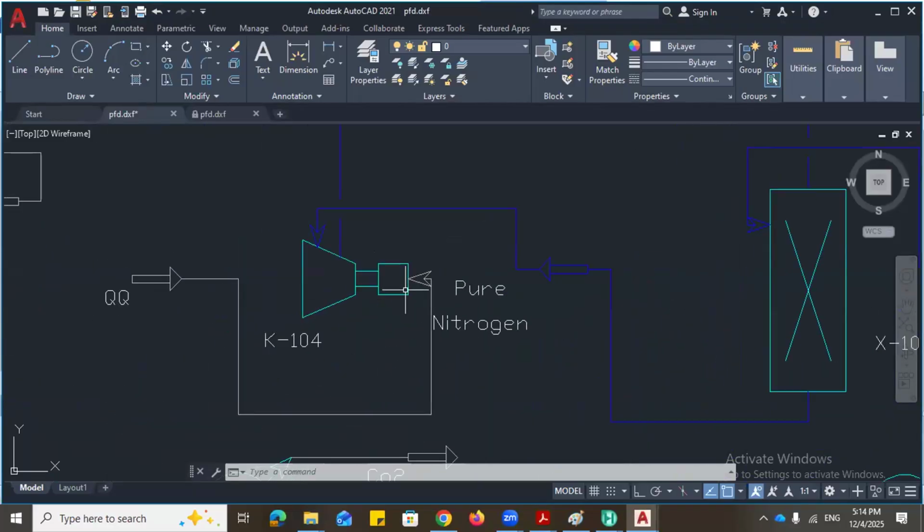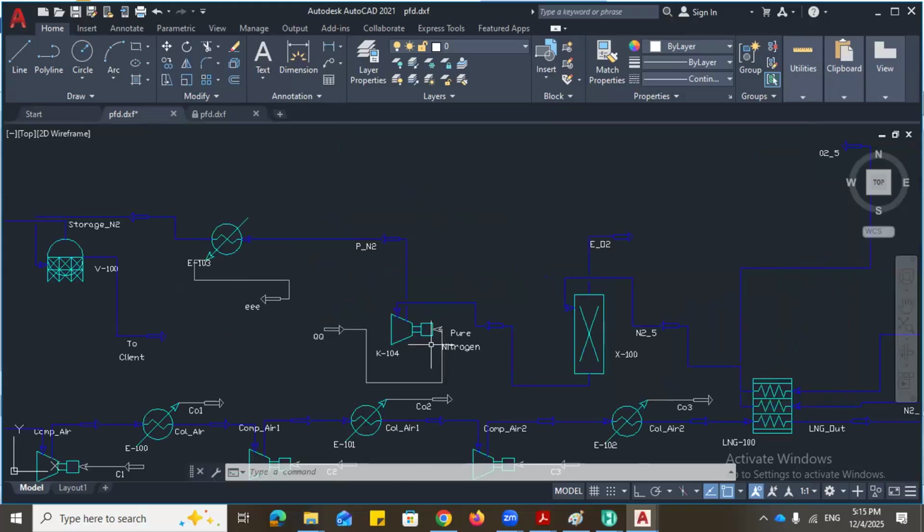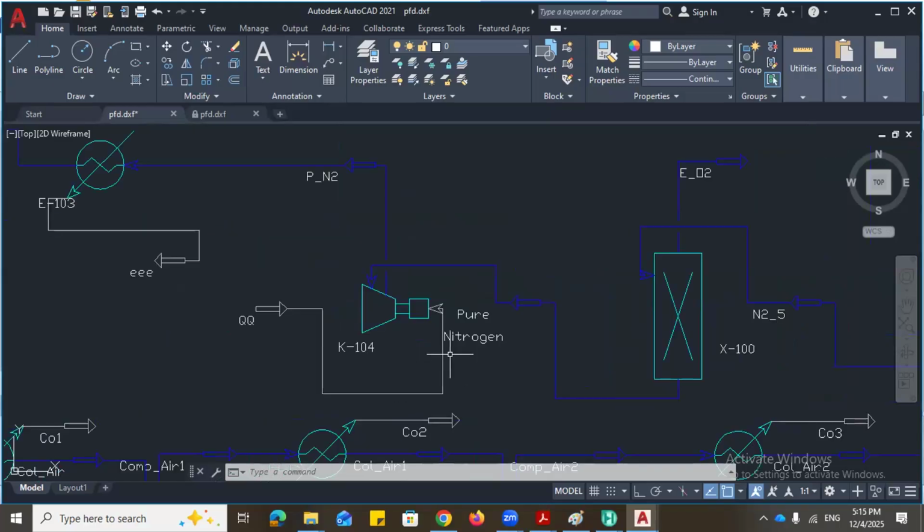P&ID in the sense that look at this compressor. As a process engineer, not just process engineer, as a senior process engineer, you must have the knowledge of the necessary instrumentations that will be around this compressor, depending on what this compressor is doing, the fluid and so on and so forth, temperature, pressure, you must know.